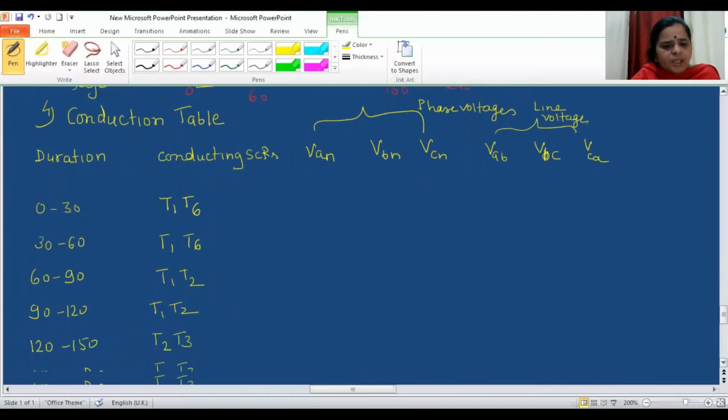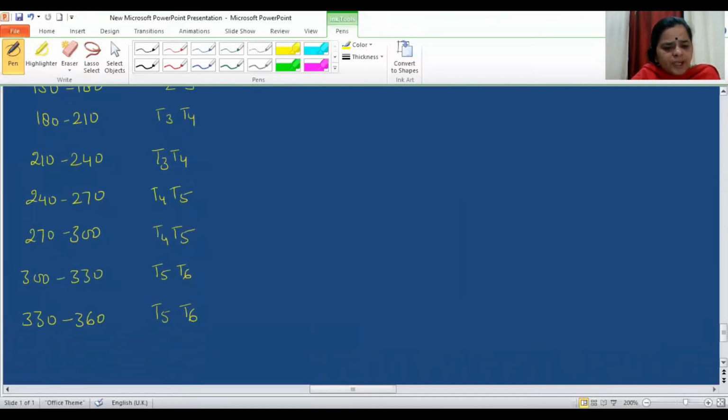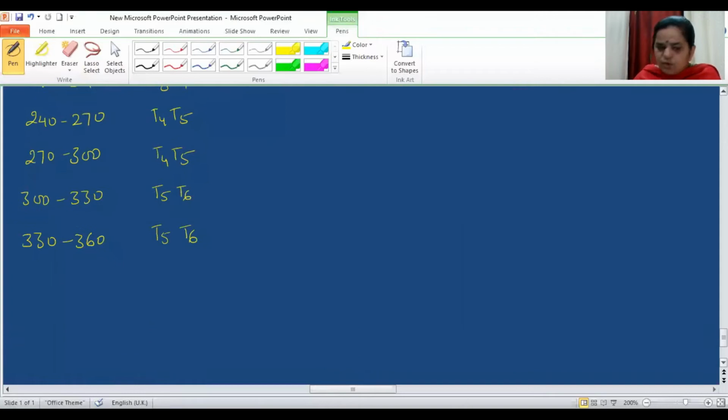Now, depending on the conducting SCRs, to determine the phase voltages and line voltages, I have to draw the equivalent power circuit diagram.